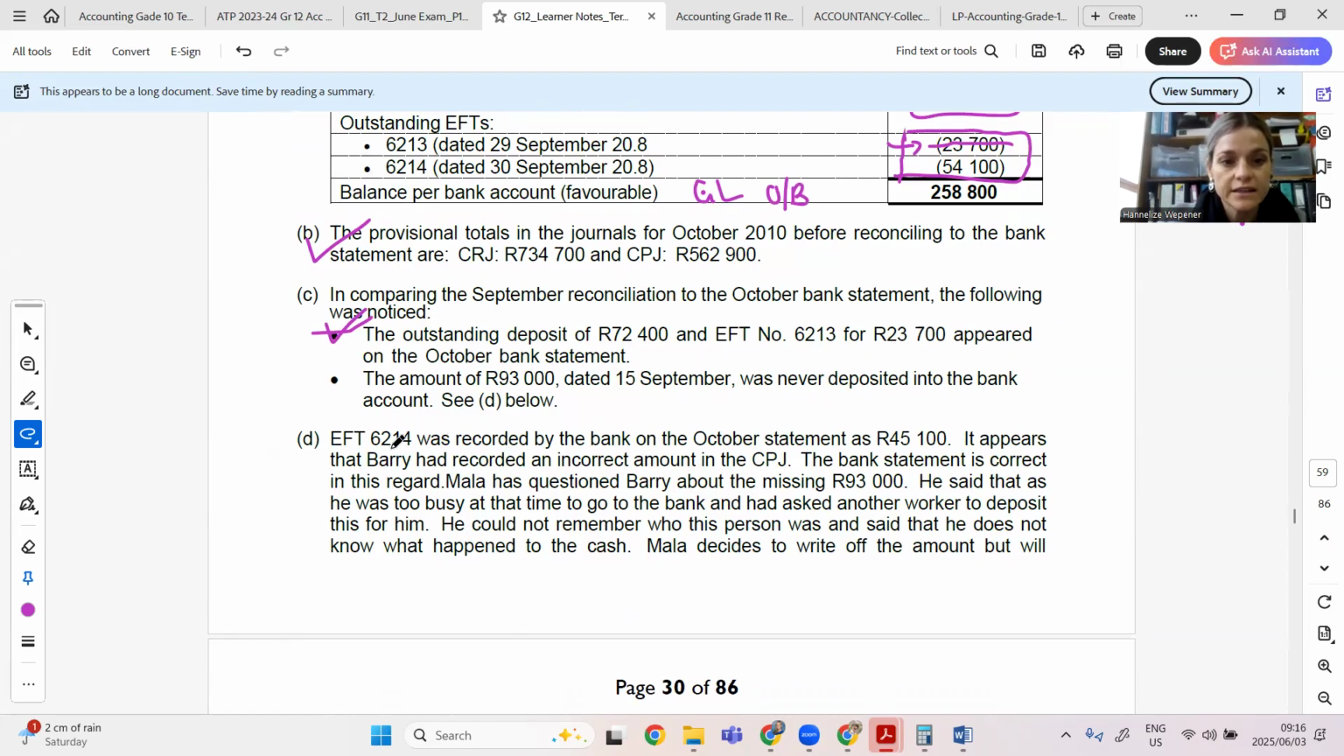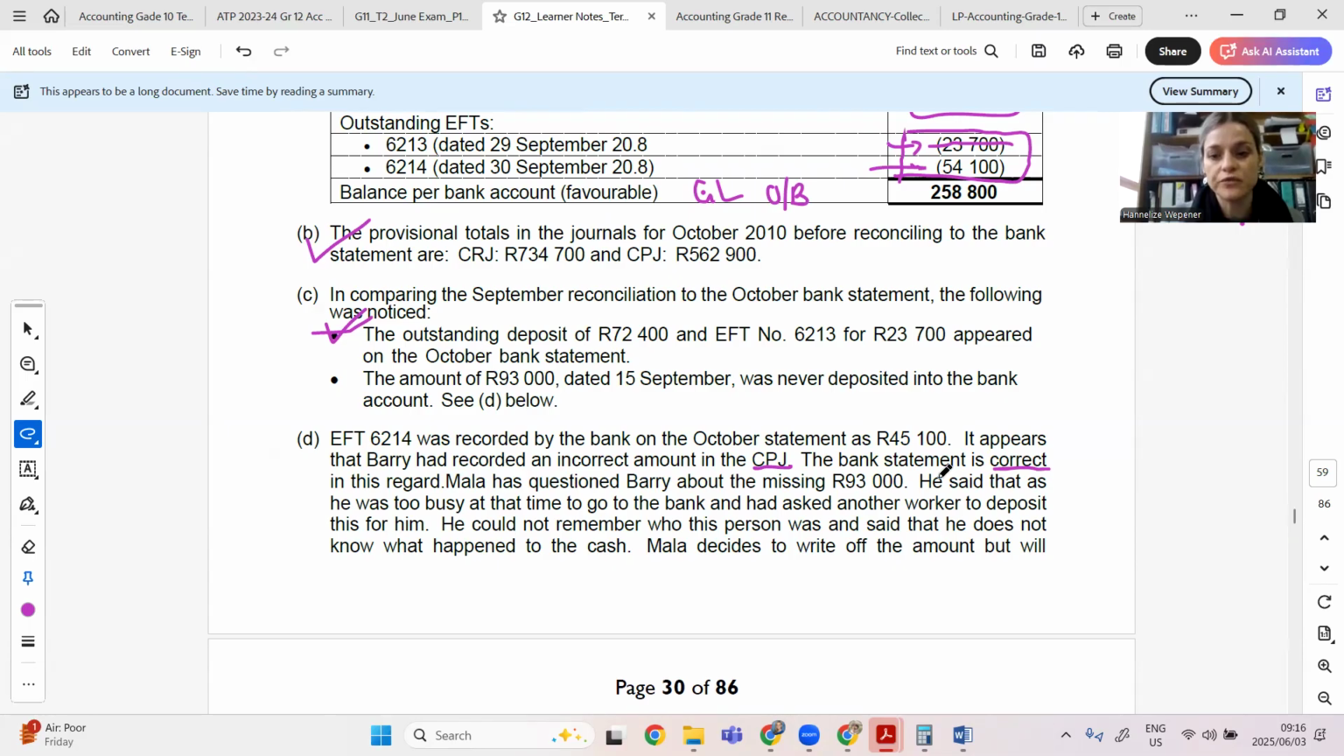So it says here that the EFT was recorded, EFT 6214. So now they're moving on to the EFT first. They're saying this EFT was recorded by the bank as 45,100. You had it as 54,100. It appears that Barry had recorded an incorrect amount in the CPJ. The bank statement is correct. So in other words, when you recorded this payment in your CPJ, you recorded more than what the actual payment was that was processed by the bank. So you have more payments in your CPJ.